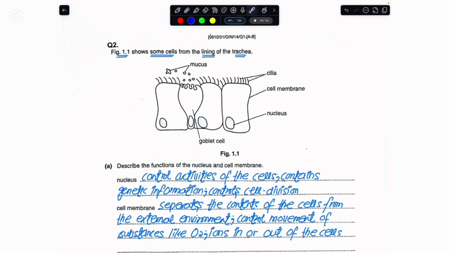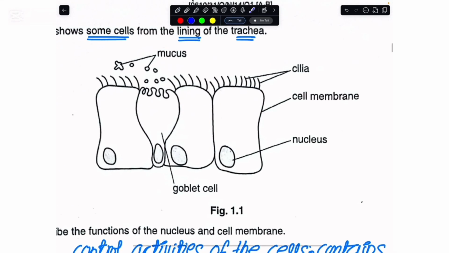So if I simply highlight the components within these cells, here you see that the examiner has given you the cell membrane of this ciliated cell. Here we have the nucleus. For sure, there would be presence of the cytoplasm here. And here we have small finger-like projections, and they are the cilia. So this cell and this cell are the ciliated cells.